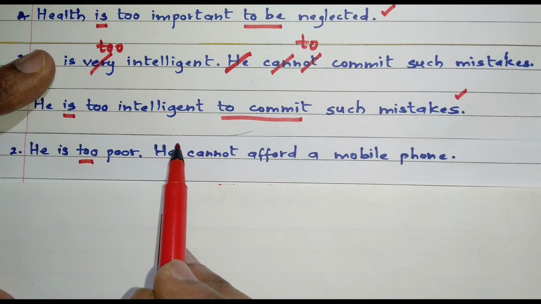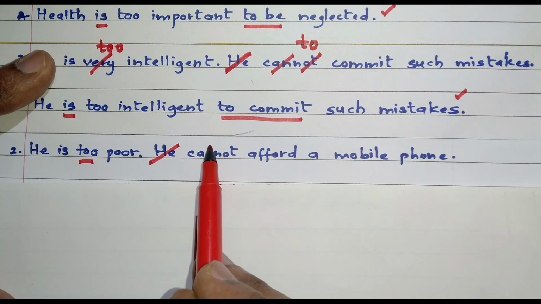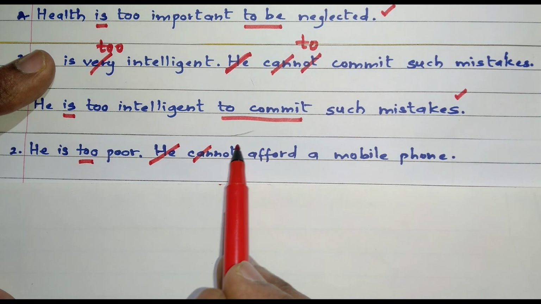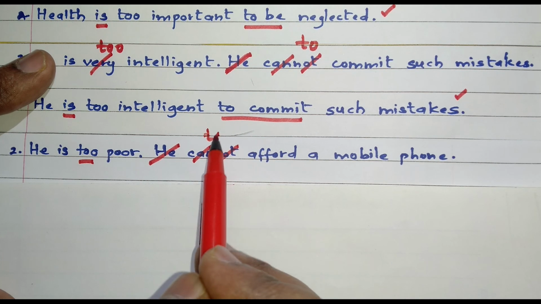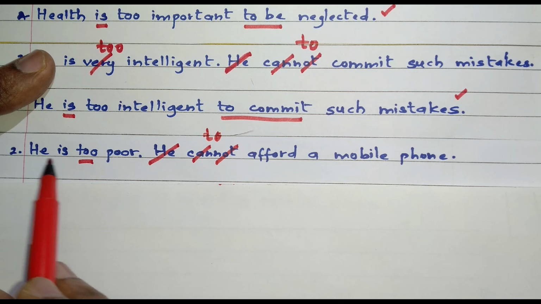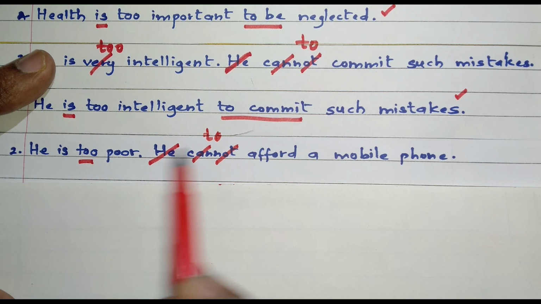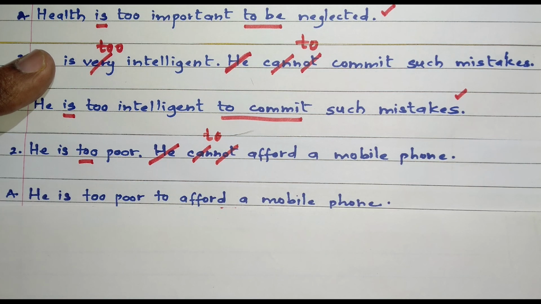In the next step, we have to remove the subject he of the other sentence, remove the helping verb can, and remove the negative word not, and replace all these with just one word to. So our answer will be he is too poor to afford a mobile phone. So this is the answer.